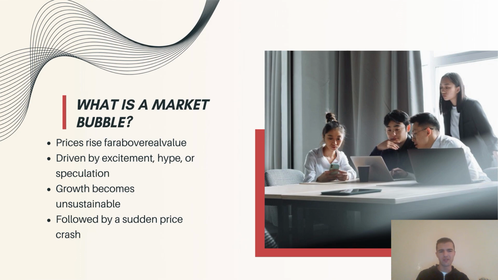A market bubble happens when the price of an asset rises far above its real fundamental value. This usually doesn't happen slowly or logically. Instead, it's driven by excitement, hype, and speculation. People start buying because they think prices will keep going up, not because the asset is actually worth that much. At some point, this growth becomes unsustainable. Prices can't keep rising forever. When confidence finally breaks, the bubble bursts, meaning prices fall very quickly, often in a crash. So in short, prices rise too far, too fast, they disconnect from reality, and eventually they collapse back to a more realistic level.